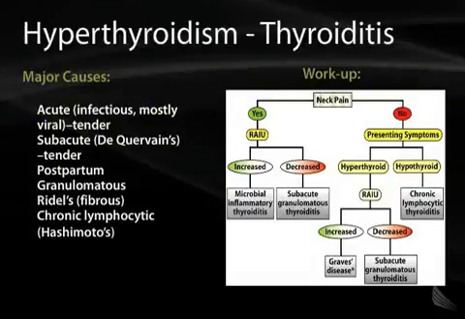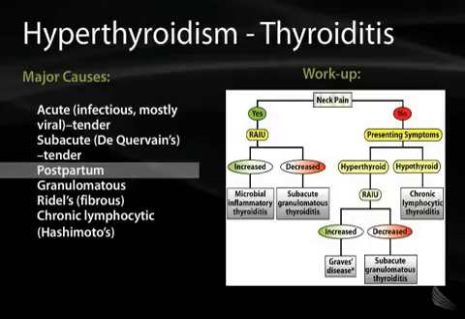So let's move on to the second most common cause of hyperthyroidism, which is thyroiditis. As shown in this slide, there are several causes of thyroiditis, and the most common being something called postpartum thyroiditis, which is, as the name suggests, a situation that happens in the setting or shortly after childbirth.